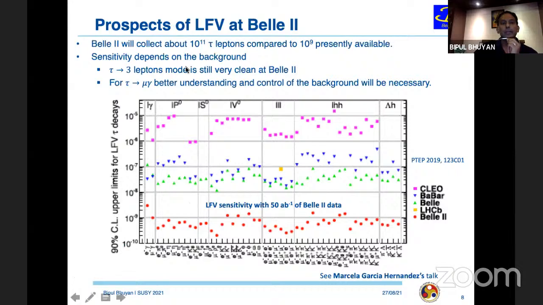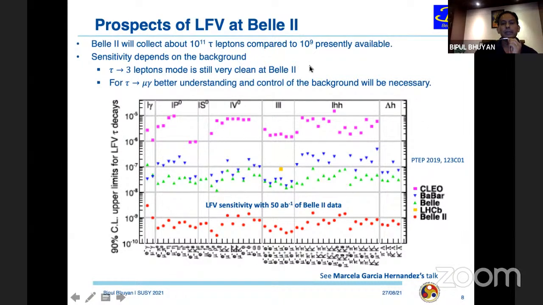So what is the prospect of lepton flavor violating studies at Belle II? Belle II is going to collect about 10¹¹ tau lepton pairs compared to 10⁹ presently available to us. So we should be able to do more than whatever we have done so far. Of course, the sensitivity is going to depend on the background. For a process like tau to 3 leptons, the mode is still going to be very clean at Belle II. But for a process like tau to mu gamma, we need a better understanding and control of the background to reach the desired sensitivity.